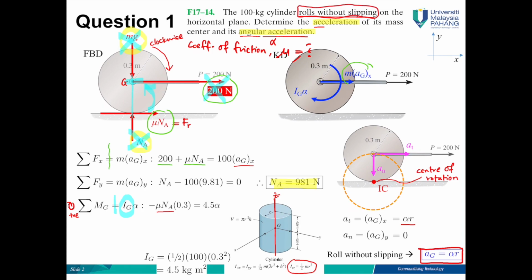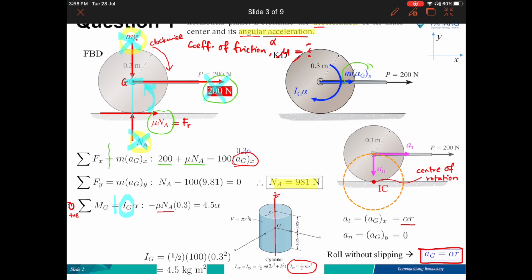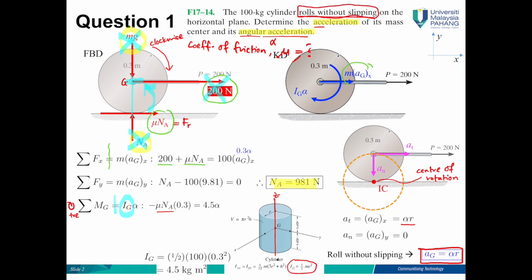So when you have this equation, we can substitute this AG value up here. AG here becomes 0.3 alpha. Remember, AG is alpha times R. R is 0.3, so AG becomes 0.3 alpha. Now we can rewrite this equation to become 981 mu, this comes from NA here, plus 30 alpha. You bring this one to the left hand side, equals to 200, and you can rearrange the third equation to become minus 294.3 mu minus 4.5 alpha equals to 0.